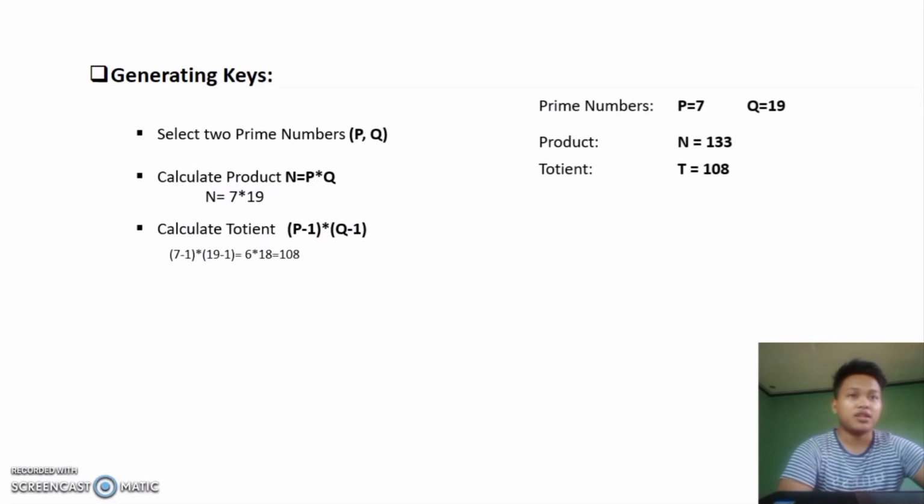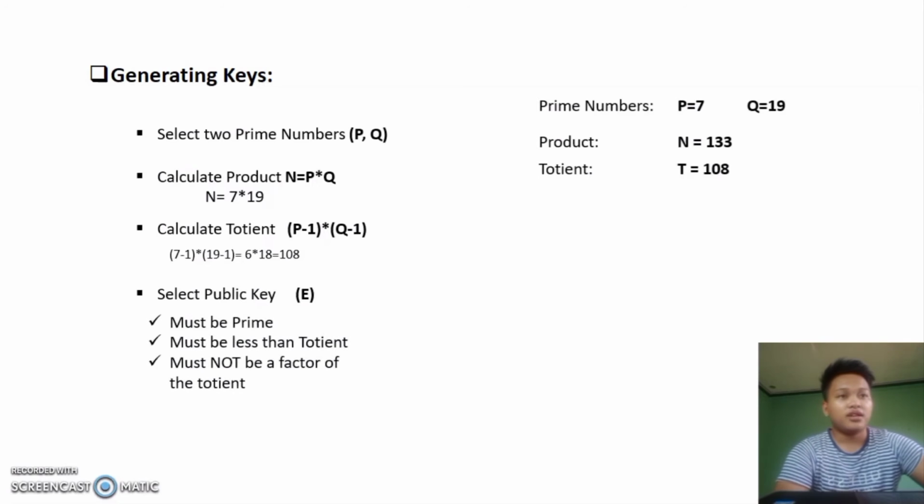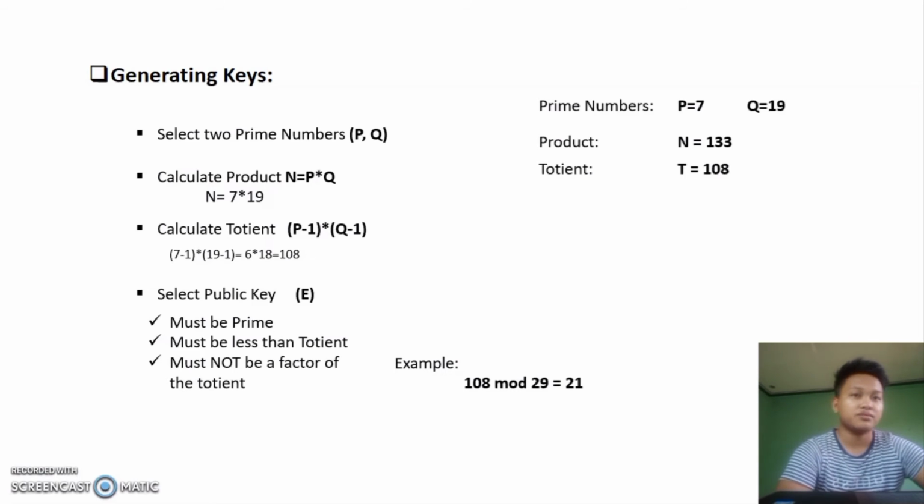We can now calculate the public key. Let's call it E. In selecting a public key, it must be prime, it must be less than the totient, and it must not be a factor of the totient. So we have here the number 29 as an example. 29 is a prime, and it is less than our totient, and it is not a factor of the totient. So we have here our example, 108 mod 29 is equal to 21.